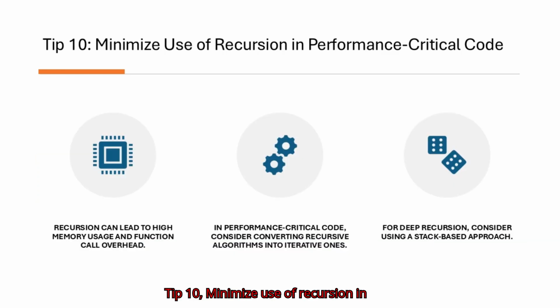Tip 10. Minimize use of recursion in performance-critical code. While recursion is a powerful tool, it can be inefficient due to the function call overhead and potential for stack overflow. In performance-critical code, try to rewrite recursive algorithms iteratively, or if deep recursion is necessary, use a stack-based approach to avoid excessive memory usage.